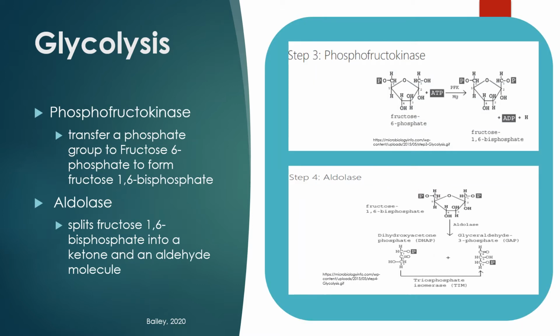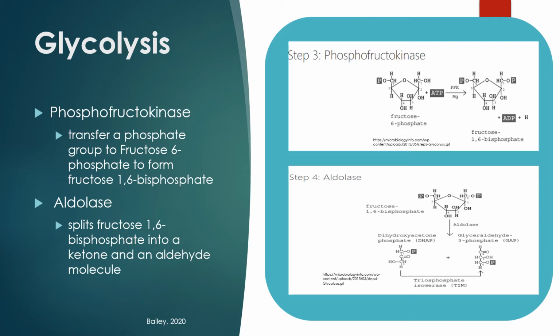Moving on to step 3. So at this step, there's another ATP molecule to transfer the phosphate group to form the 1,6-biphosphate from fructose 6-phosphate. Now at this point, 2 ATPs have been used. Look at step 4, which is the aldolase.